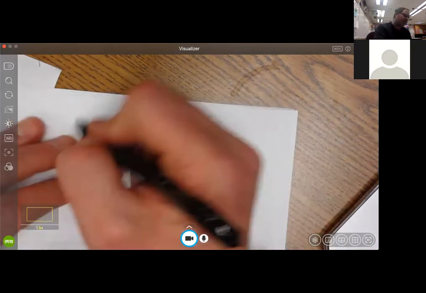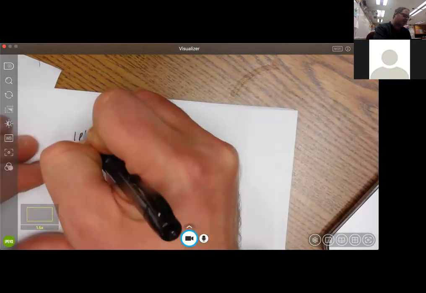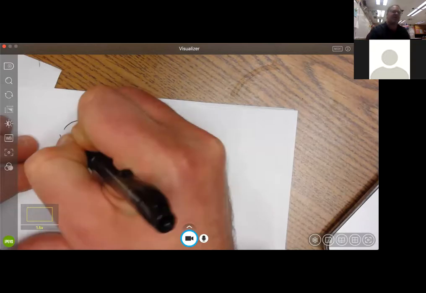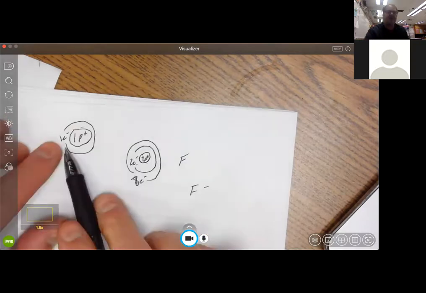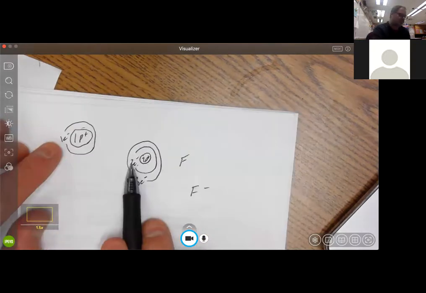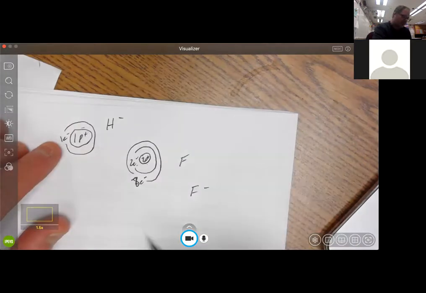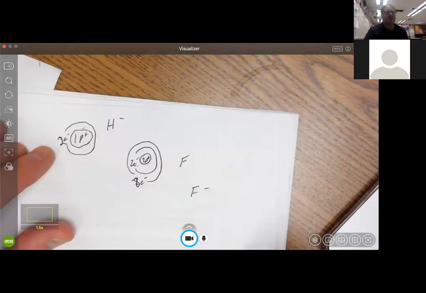But in reality, if we look at hydrogen, hydrogen only has one electron in that first energy ring, but we know that first energy ring can hold two. So if hydrogen becomes hydride, it fulfills an octet with two.